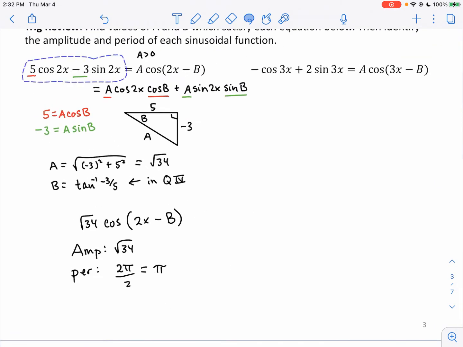So when your answer is a combination of sine and cosine, you can really just take the coefficients of the sine and cosine, which are 5 and negative 3, and then do the Pythagorean theorem with them to get a hypotenuse, and that's going to be your new amplitude. And your period is going to be what you'd have done before. Each of these arguments is a 2x, so take 2 pi divided by 2, and you'll get your new period. We're going to use those shortcuts on this next one.